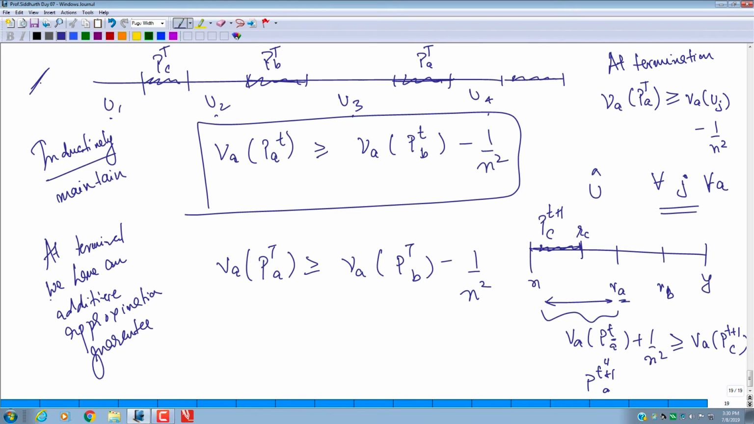This is true for all A and B. For C, it continues to hold. Everyone else, the piece remained. C now has a higher valued piece, higher by a margin of 1 over n square. So for C as well, this continues to hold. It's an important point, but yes, C is happier now than before. Everyone else, the status quo is maintained. That's a very simple idea.